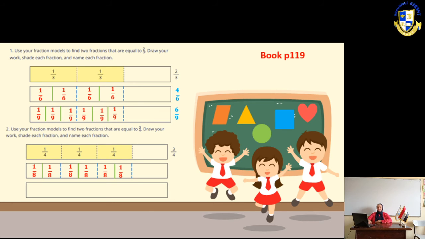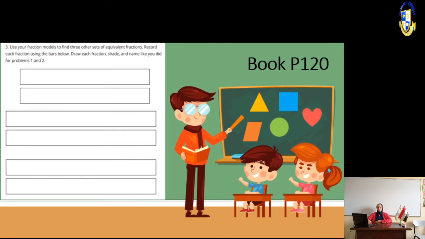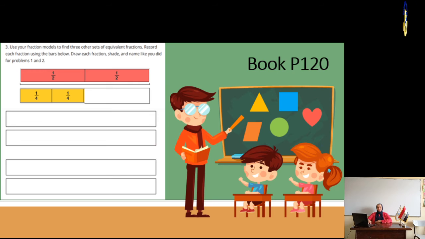Okay, on the next page, book page 120. Use your fraction models to find 3 other sets of equivalent fractions. Record each fraction using bars below. Draw each fraction, shade and name like you did for problems number 1 and 2. So here we have the first 2 fraction strips. We are going to cut the first one into halves and the second one into fourths. So how many fourths equal 1/2? It will be 2/4.